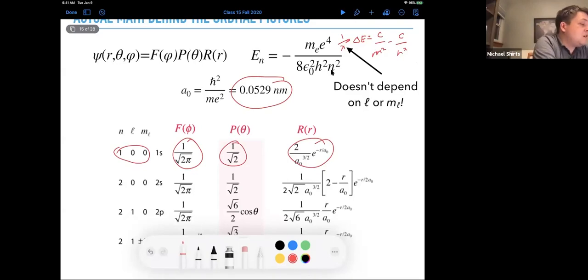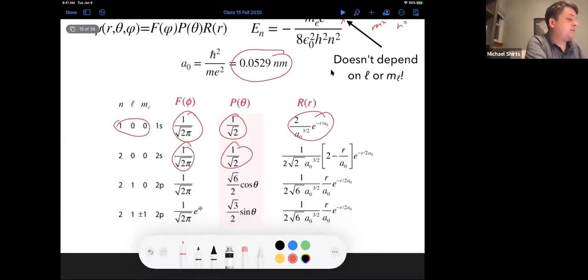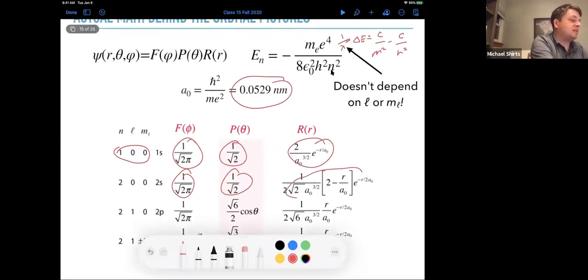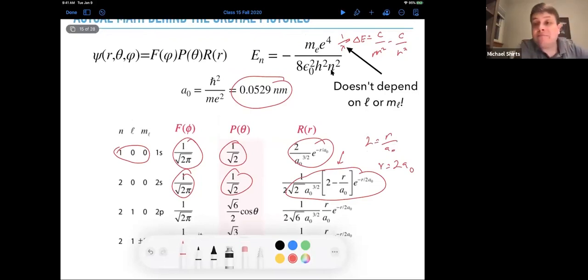For the 2s, notice there's no angle dependence here, no angle dependence here. But now we have something more complicated. We have something that crosses the line, where this can be 0, where 2 equals r over a0. In other words, r equals 2a0. We get a node. So there's a node. Where's the node? It's at 2a0, which you can read straight off of Schrödinger's equation. It's where this thing is 0. It's the only thing that can be 0.